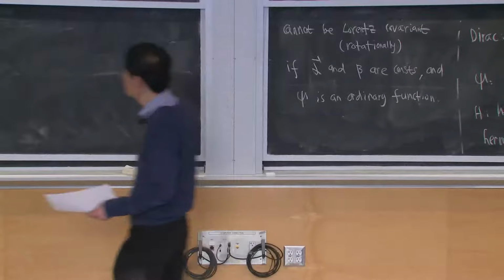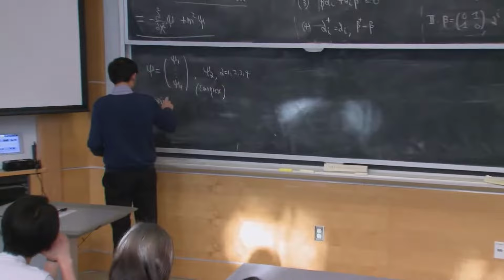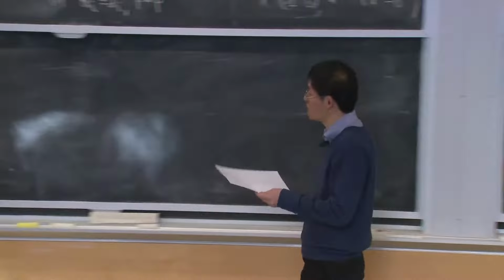Okay, so this is a new object. We call it spinner, because later we will see that this describes spin half particles. So that's why we call it spinner.